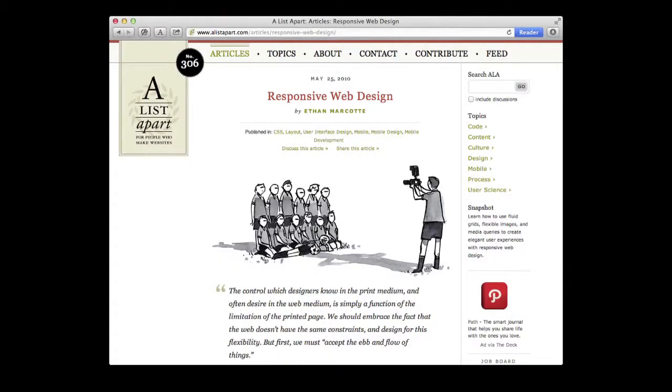Ethan's piece on A List Apart started with a quote from John Alsup's The Tao of Web Design about ebb and flow. In that article, Alsup describes a number of Taoist teachings, and he transforms them into guiding principles for the web. Emptiness is not on Alsup's list, but he might have included it.